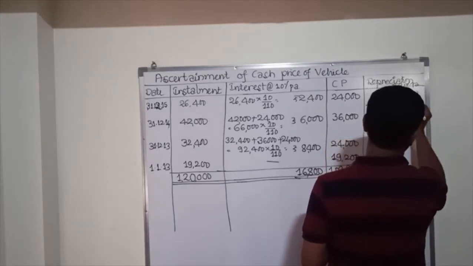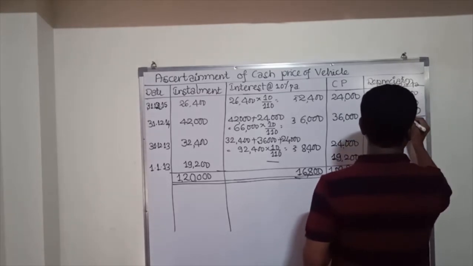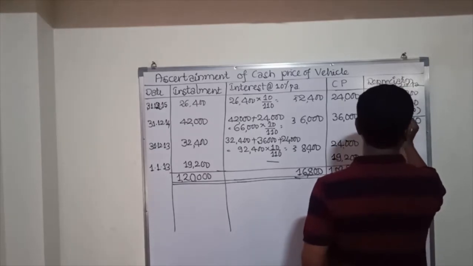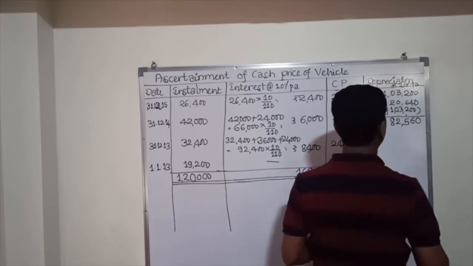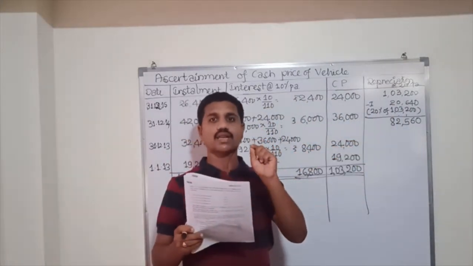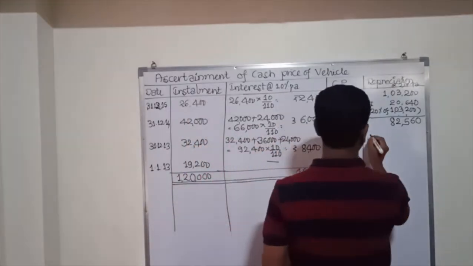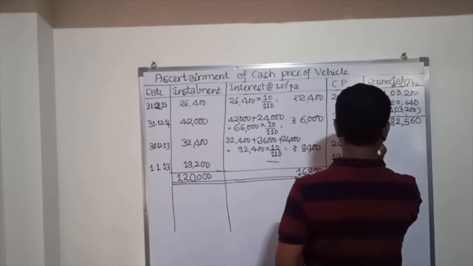So when you subtract, 0 here, 10 minus 4 is 6, carry 1, 12 minus 7 is 5, carry 1, 3 minus 1 is 2, 10 minus 2 is 8. So 82,560 is the outstanding balance of the asset at the end of the second year. So similarly, we should provide depreciation for the second year also.